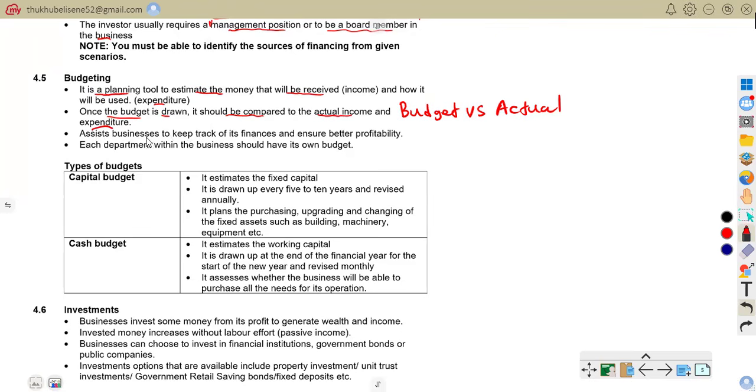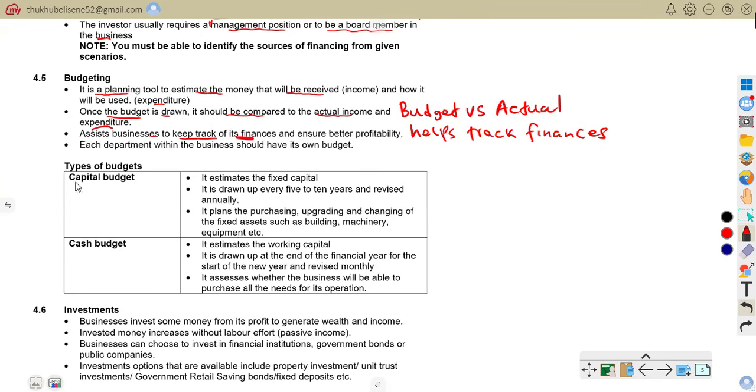It also says it assists the business to keep track of its finances and ensure better profitability. Here we are saying it helps track finances. Meaning to say, budgeting helps a business to control money and improve profits. For example, a bakery sees it is overspending on ingredients and adjusts.